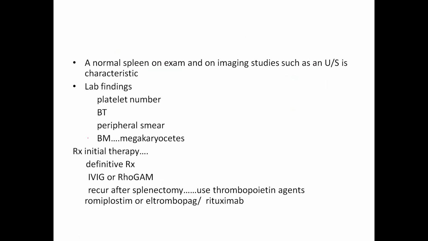Findings in ITP: a normal spleen on exam and on imaging studies such as ultrasound is characteristic of ITP. So there is no splenomegaly in ITP. This may help you rule out other causes of thrombocytopenia that come with splenomegaly. So in ITP, the spleen is normal, whether on physical examination or ultrasound examination.